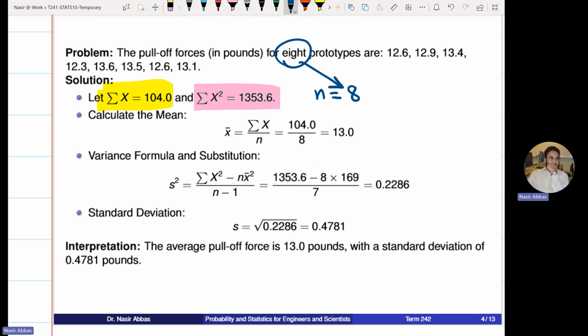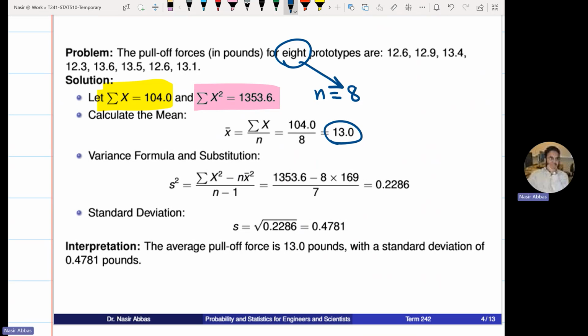So for x bar, what do you need to do? Just divide the sum of x by n. So 104 divided by 8 comes out to be 13. So the mean is 13. How can I interpret this 13? The average pull of force for the prototypes is 13.